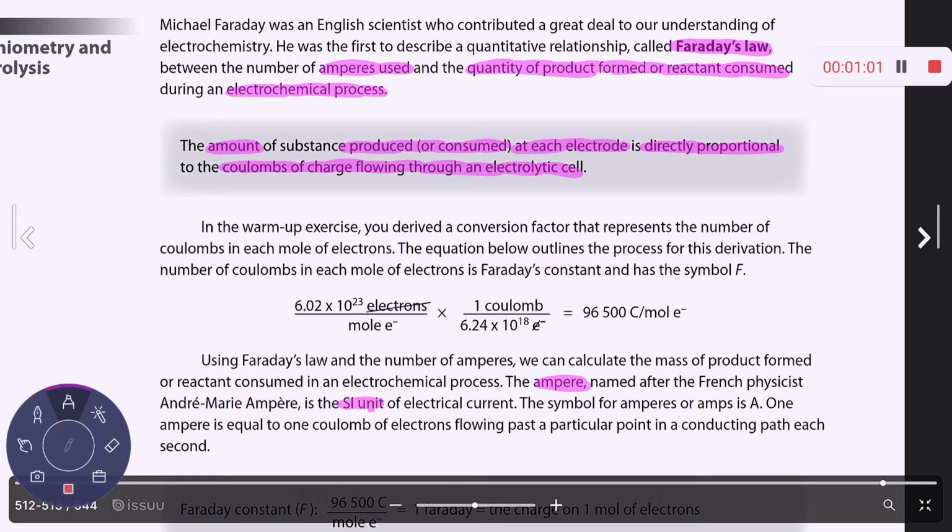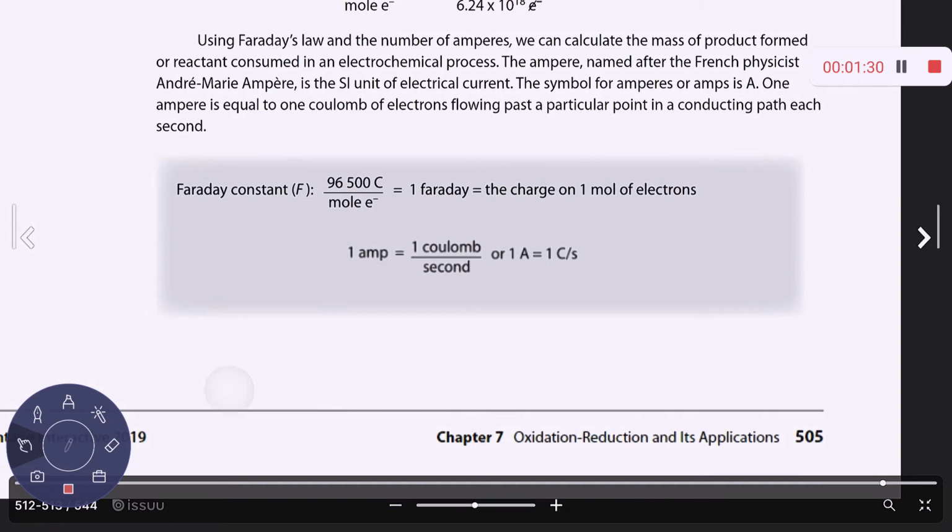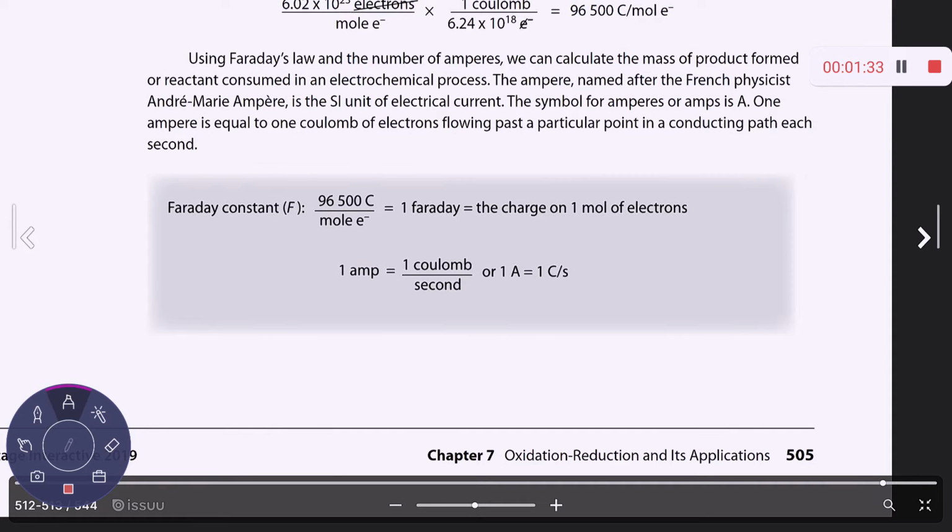The amp is the SI unit for electrical current. The symbol is a capital A. And an amp is equal to 1 coulomb of electrons flowing through a certain point in a second. Okay, if you take a look at the bottom of this page, they give you that constant, and we will be using this constant when we take a look at a problem.